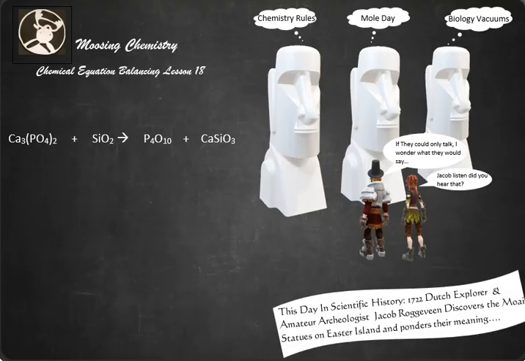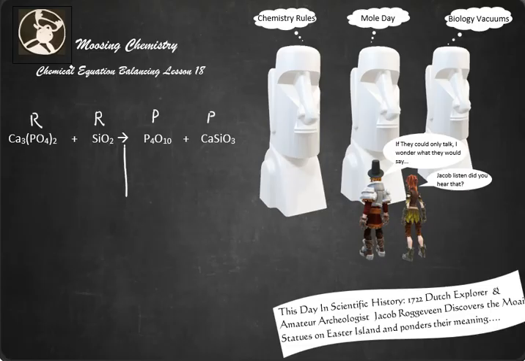Let's look at our reactants first. What are our reactants? Well, our first reactant right here, which is on the left side, is calcium phosphate. Our second reactant is silicon dioxide. Our products, which are on our right side, our first product is tetraphosphorus decaoxide. And our second product is calcium silicate. All right, now we know what we have. Let's go ahead and solve this.